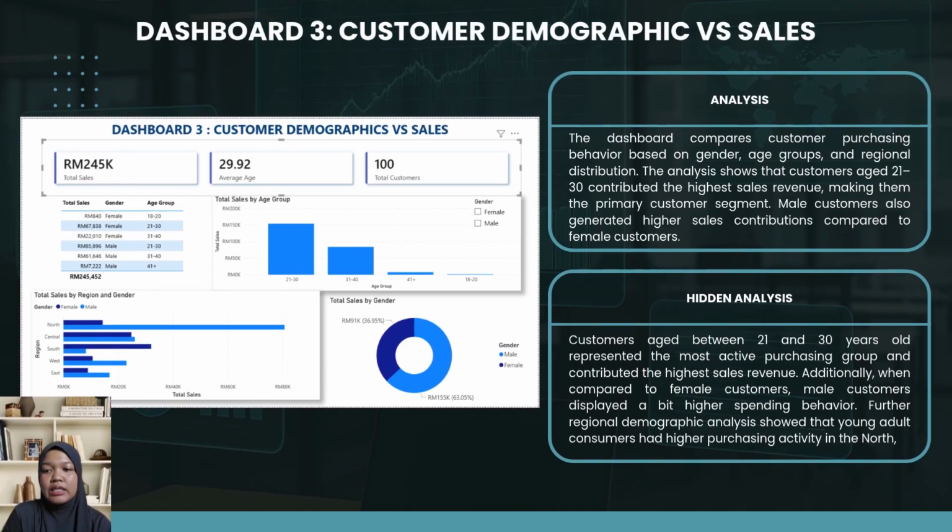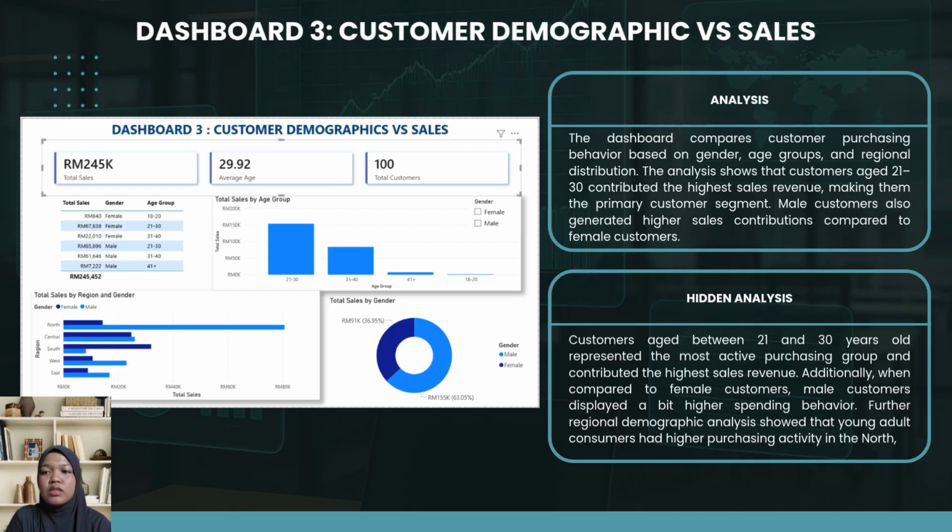Moving on to the hidden analysis, we discovered that customers between 21 and 30 years old not only generated the highest sales revenue, but were also the most active purchasing group. This indicates strong market potential within the young adult segment. Furthermore, male customers consistently spend slightly more than female customers. The regional demographic analysis also revealed that young adult customers in the North region showed particularly strong purchasing activity.